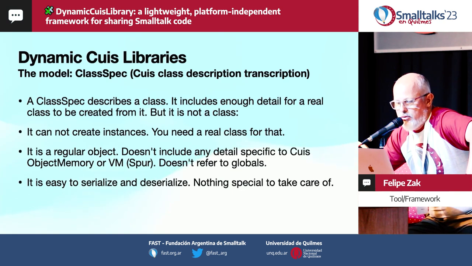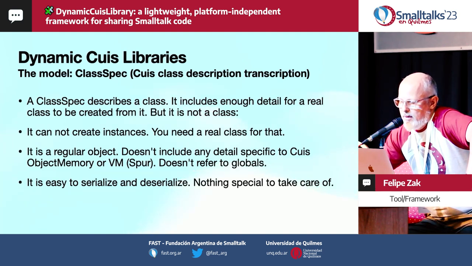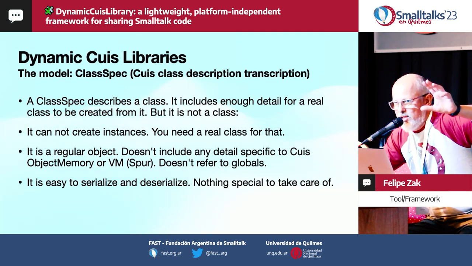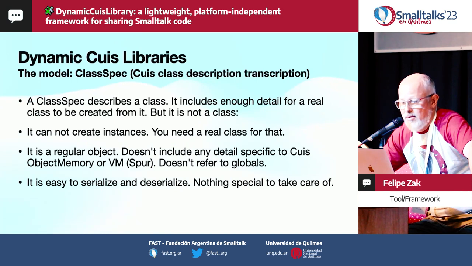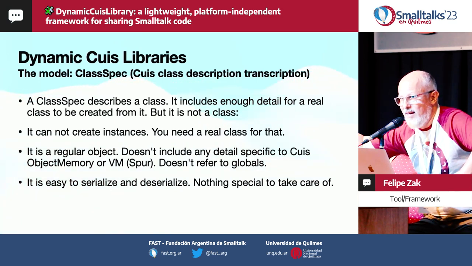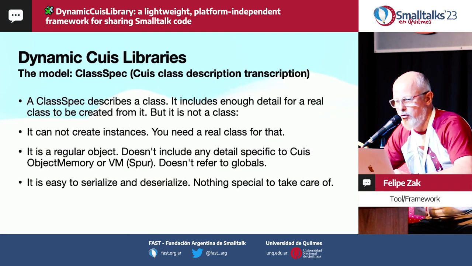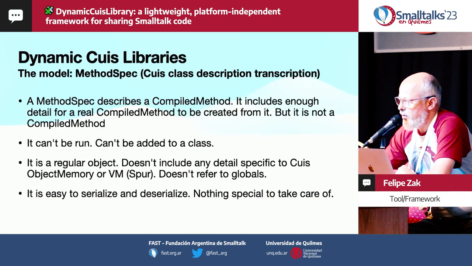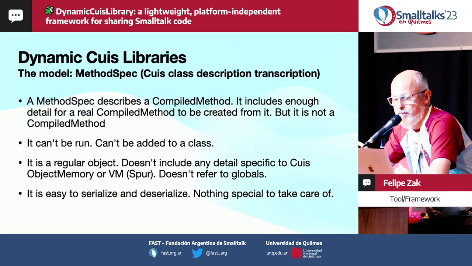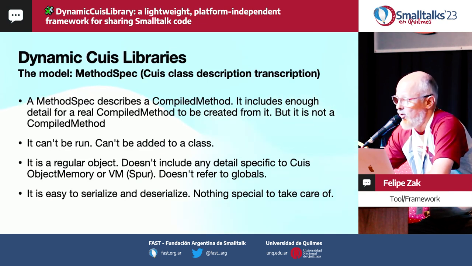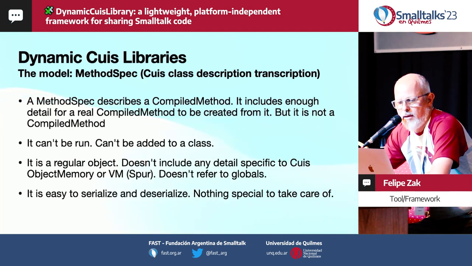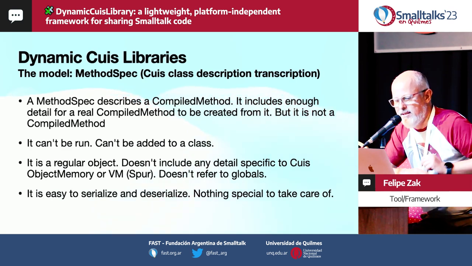And it is almost straightforward, easy to serialize and deserialize. Everybody can imagine that a basic tool will take the class created in the source image and serialize that, and then the library will deserialize it in the destination image and install its content. So this is what the class spec is: all we need to materialize the class. And regarding the method spec, it describes a compiled method, but it is not a compiled method. It includes enough detail for a real compiled method to be created from it. And the same, of course, it is easily serializable and deserializable.